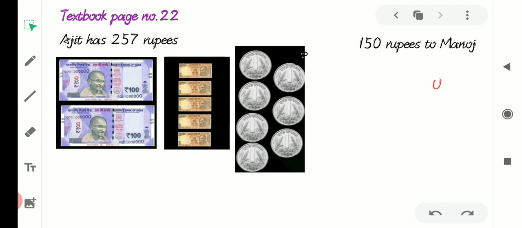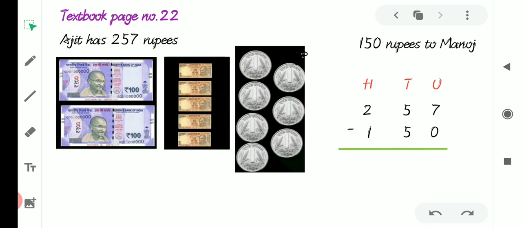So first write the places and accordingly arrange the numbers. So write the numbers. 257. Total rupees, Ajit has total rupees 257. So 257: 7 in units place, 5 tens and 2 hundreds. And he gave rupees 150 to Manoj. So subtract 150 from 257. So write 0 units, 5 tens and 1 hundred and minus it. So you will get the difference between both the two numbers. You will get the answer.